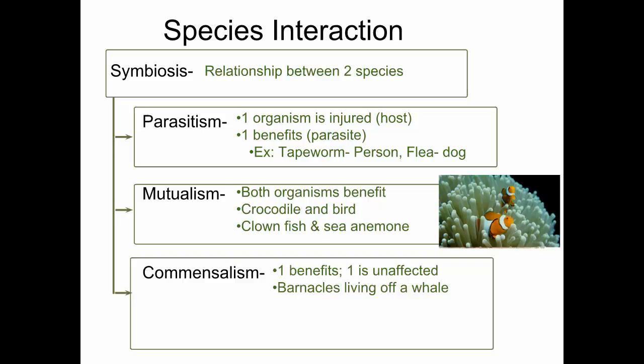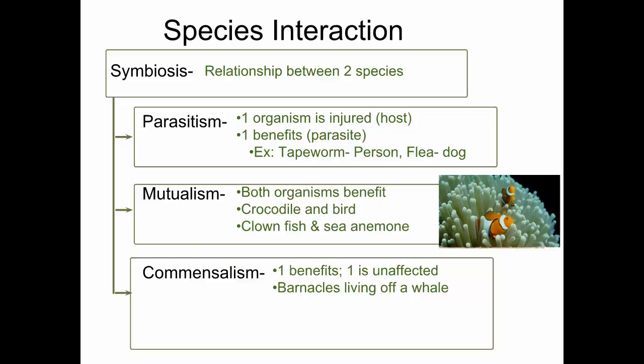One example of this is a barnacle living on a whale. Barnacle is a sea mollusk that attaches to the whale's body, or sometimes the shell of a turtle, kind of hitches a ride. As it's moving through the water, it filters food out of the water, so it's benefiting. But it doesn't hurt the whale, it doesn't hurt the turtle, it doesn't affect them either way.